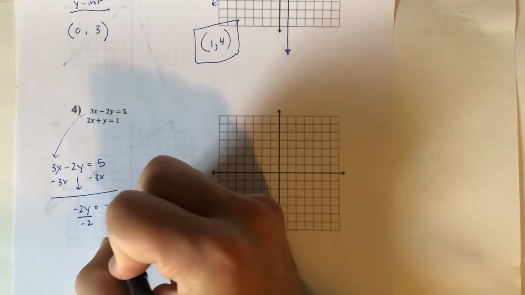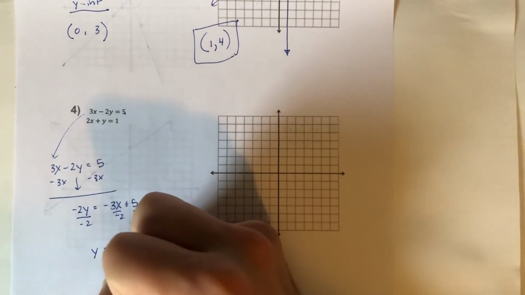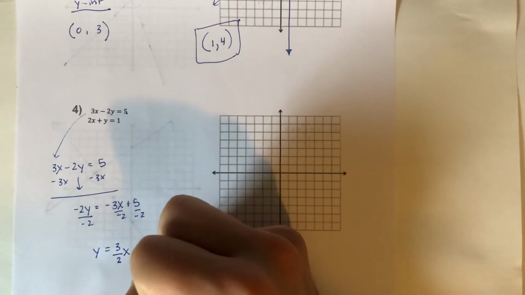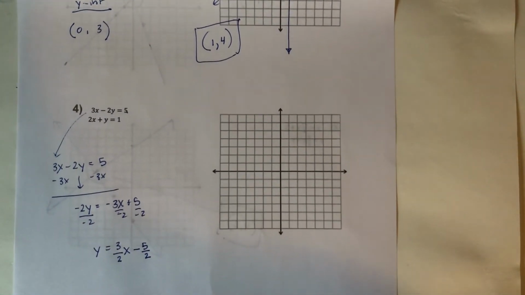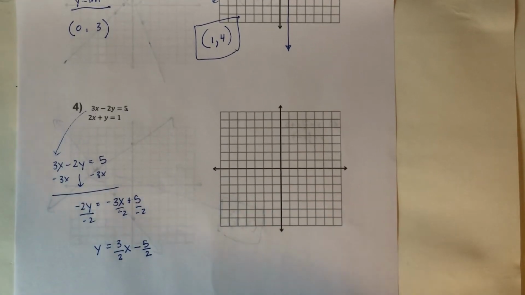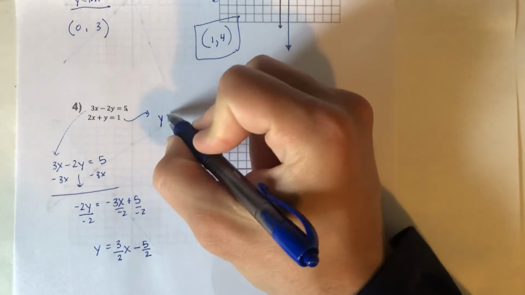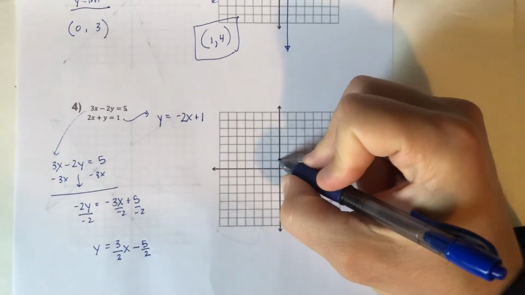Divide by the negative 2. I'm going to get y by itself. A negative over a negative is a positive. Minus 5 over 2. And then if you look at this line, it is a little bit easier. Just subtract the 2x. So I'm actually going to start with that one because that one's pretty easy.